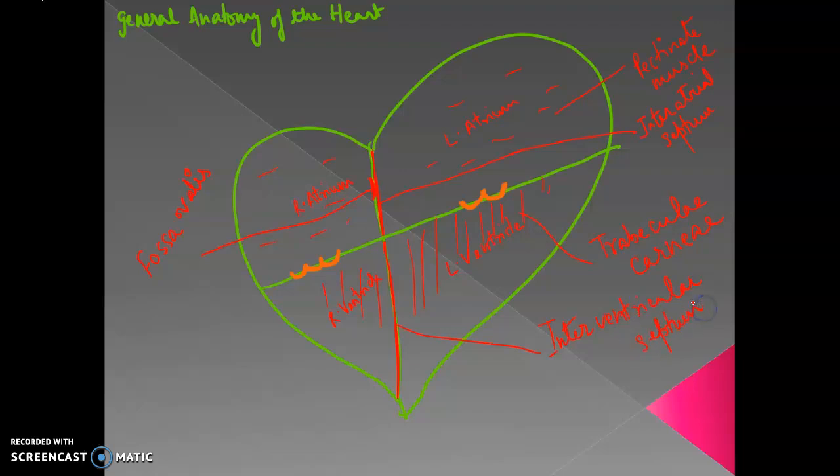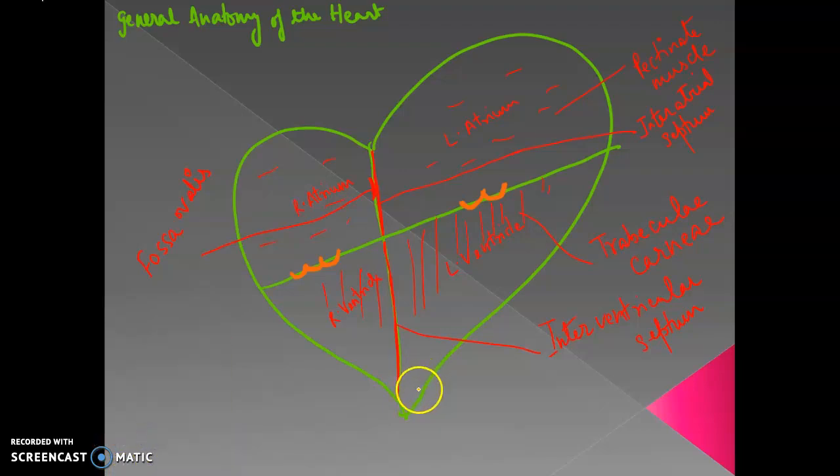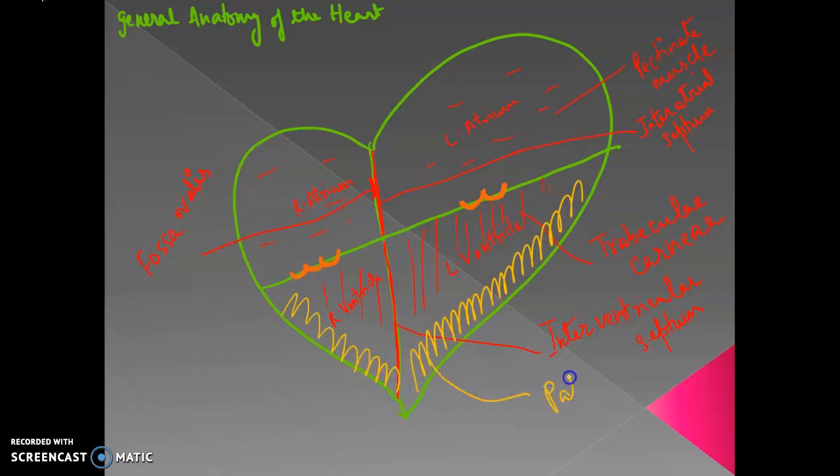All right. Okay. And at the inferior side of the ventricles, let me see if I can change color. Oh yeah, I can. At the inferior side, there are these finger-like muscles, and these finger-like muscles are called papillary muscles. What are they called? Papillary muscles. Very good. Papillary muscles.